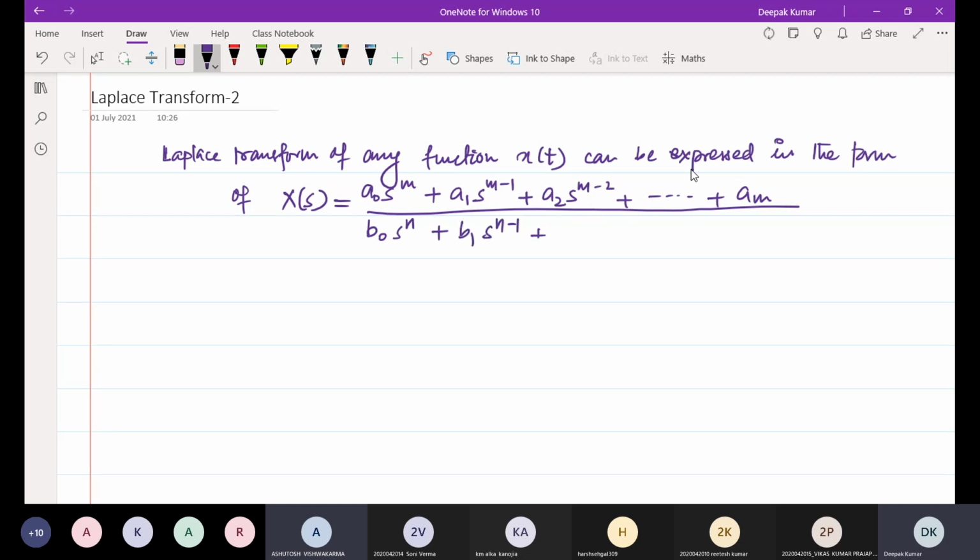Please mute anyone. I have not muted. There is a background noise. Please mute everyone. Please mute. Ashutosh, mute karo.